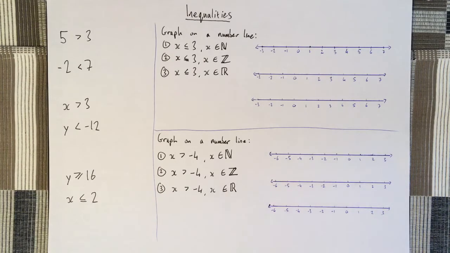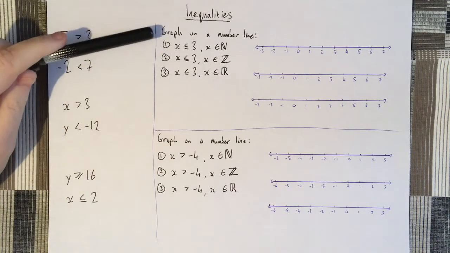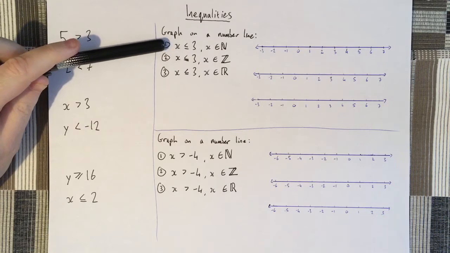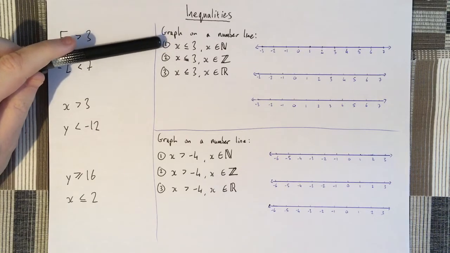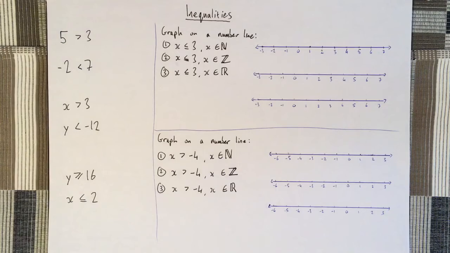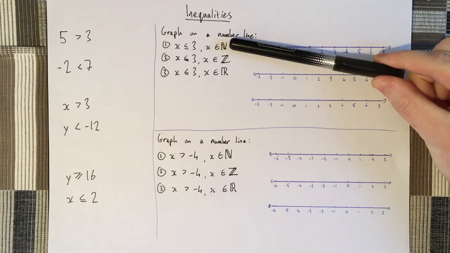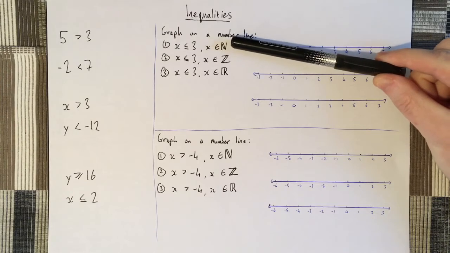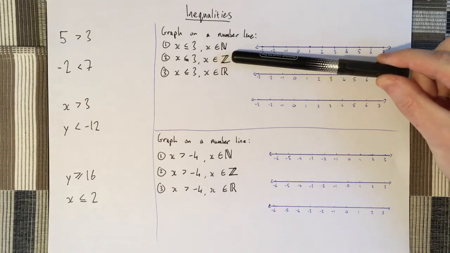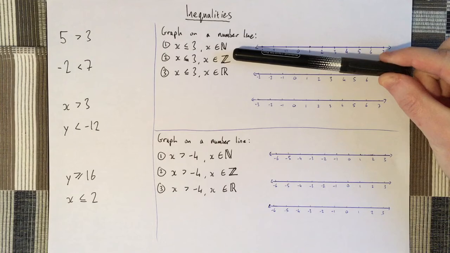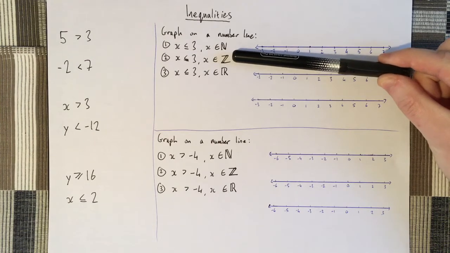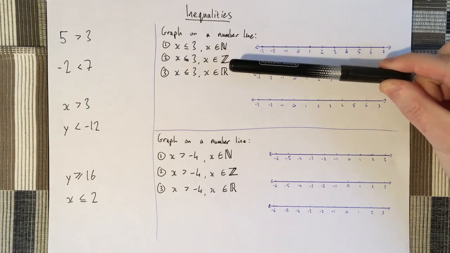For example, I'm asked to graph x is less than or equal to 3 on a number line, and I'm asked to do it 3 times. I'm asked to do it for N, which is natural numbers, so the positive whole numbers. I'm asked to graph it for Z, or integers, so that's positive and negative whole numbers.